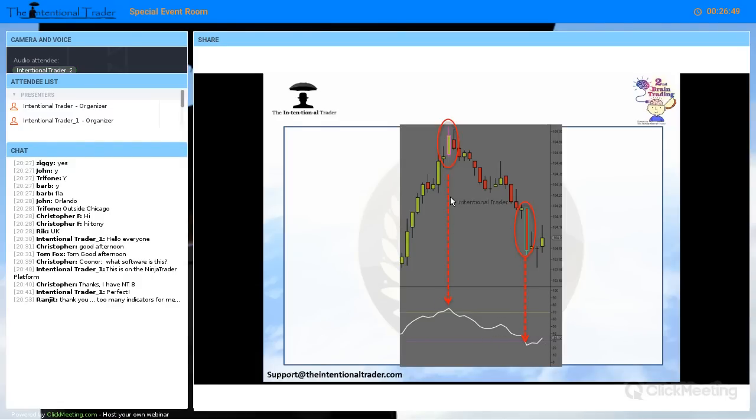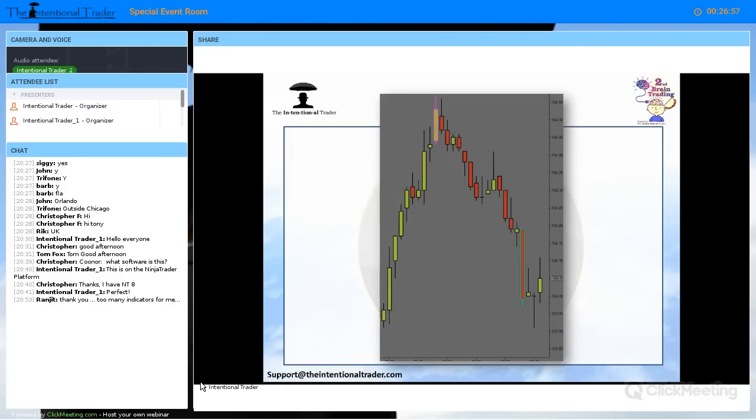And again, when we see this, rather than putting this oscillator on the screen, we're going to get rid of that, and we're just going to print an outline on this bar and on this bar that says we're overbought or we're oversold. When price is overbought or oversold or exhausted, this is a good time to be looking for that divergence signal.